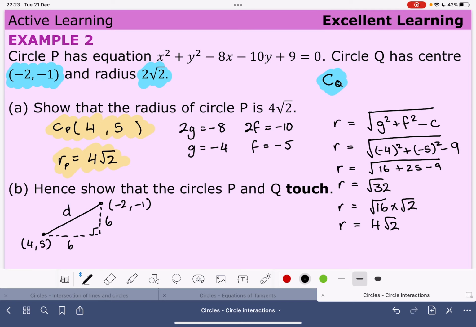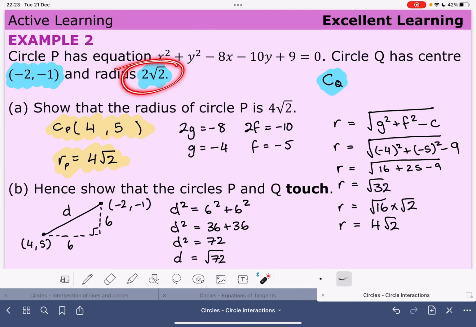Okay, we're going to find d then. So d squared is equal to 6 squared plus 6 squared. So d squared is equal to 36 plus 36. So d squared equals 72. d equals the square root of 72. Now, if you have a quick look, we've got this one in terms of root 2 and this one in terms of root 2. I'm going to try and get this in terms of root 2 so that I can equate them. And so if I just simplify this as a surd, we've got root 36 multiplied by root 2, which is 6 root 2.